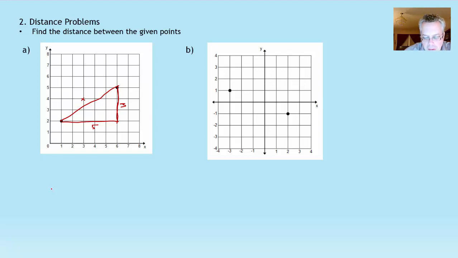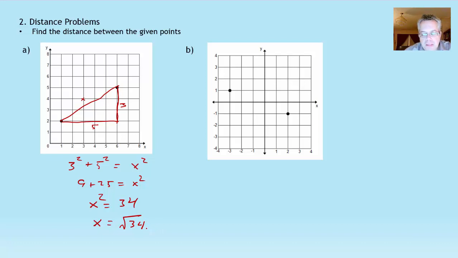So now we just use the Pythagorean theorem. 3 squared plus 5 squared equals x squared. That's 9 plus 25 equals x squared, or x squared is 34. So we take the square root. X has to be the square root of 34. 34 is not prime, it's even, but 4 doesn't go into it, 9 doesn't go into it, 25 doesn't go into it, 16 doesn't go into it. It's simplified already. Square root of 34 is the exact answer for the distance.